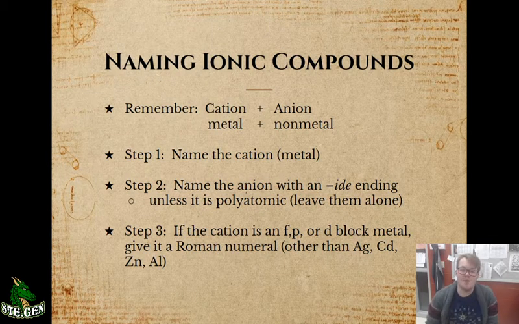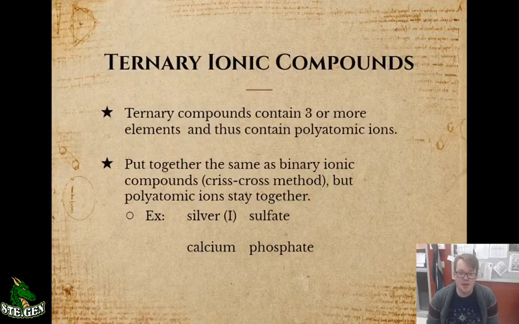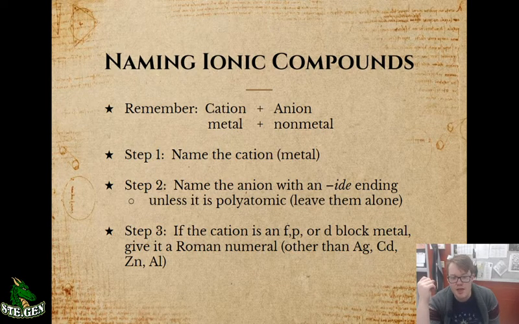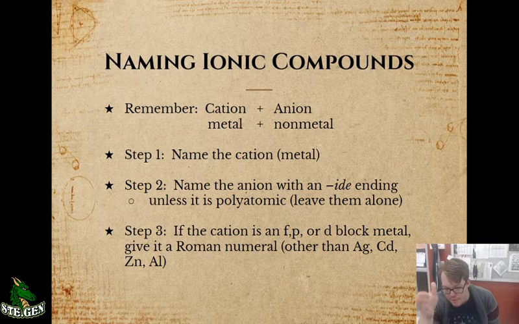For actually naming ionic compounds, so this was about making ionic compounds. For actually naming them, you first name the cation, which is positive, so it's the metal, and it comes first, which is convenient. You just name whatever the first thing is. Then you name the anion with an IDE ending, unless it's a polyatomic. If it's a polyatomic, you just leave that alone because it doesn't need to be modified. And then if it's an F or a D block metal, you give it a Roman numeral, unless it's a zinc, silver, cadmium, or aluminum, and you just add that in the middle.